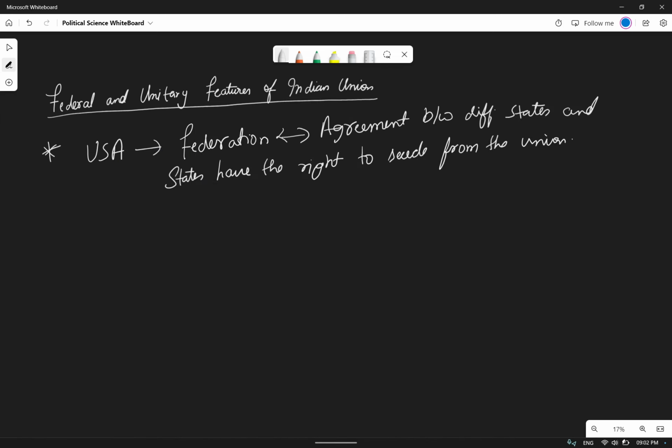In this lecture we are going to discuss the federal and unitary features of the Indian Union. Why Indian Union? Because India is a union of states. So now we'll understand what exactly the unitary features of India mean.